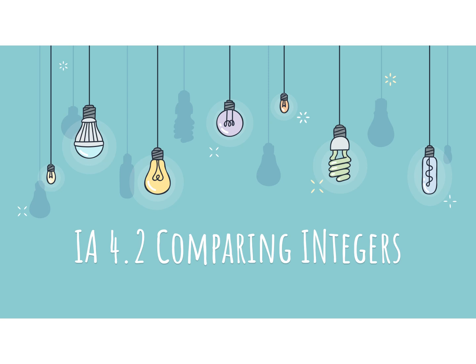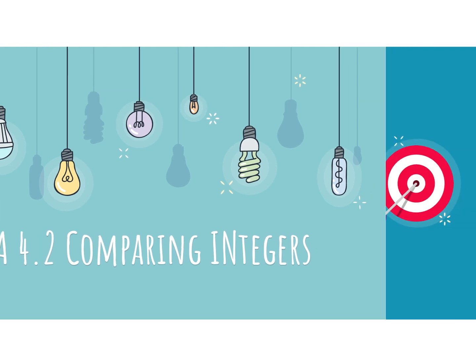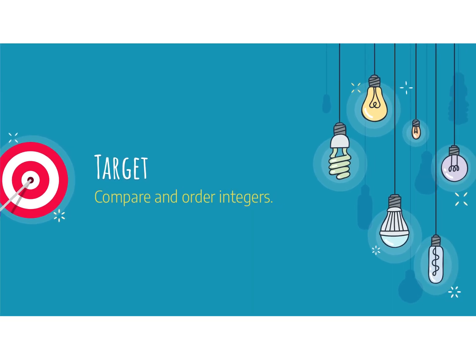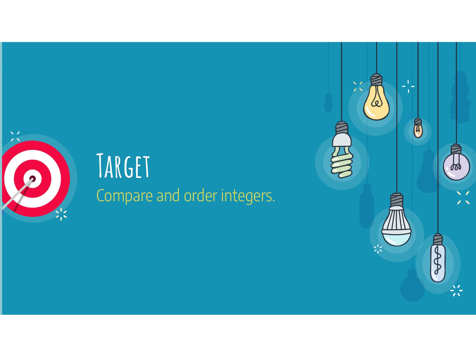This is Lesson Introductory Algebra 4.2, Comparing Integers. Our target for today is to compare and order integers. Comparing integers, we will be looking at two integers and determining which one is the larger and which one is the smaller. When we order integers, we will actually be ordering integers from least to greatest.